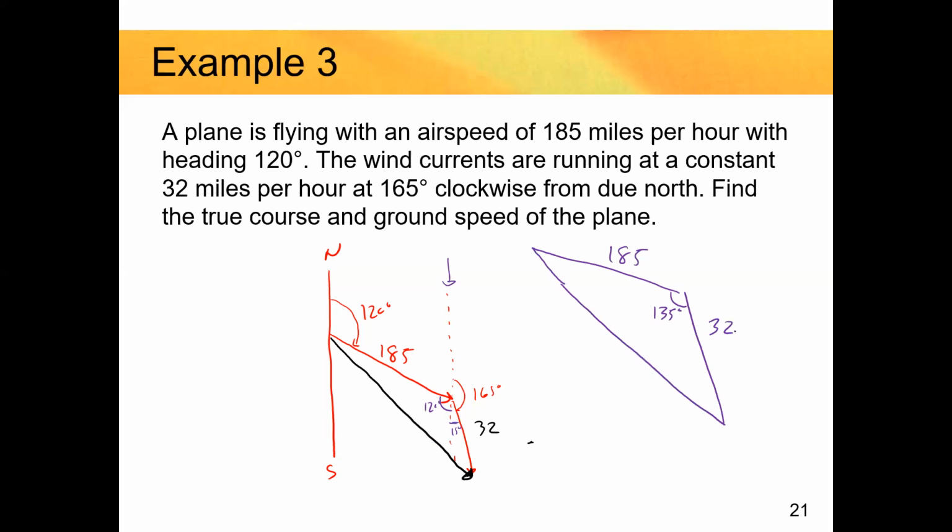I guess the question is, can we solve this by using the law of sines? No, because we don't have an angle on the opposite side. So this is again an SAS relationship, right? That's the one that's used for this. So we could go for the true ground speed right now. We just have to label this here.